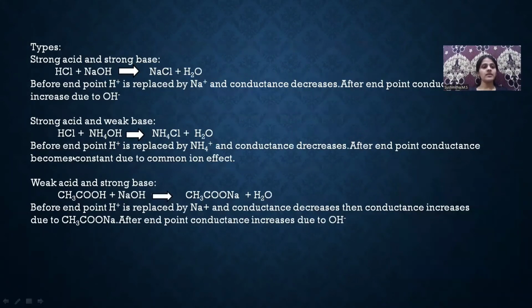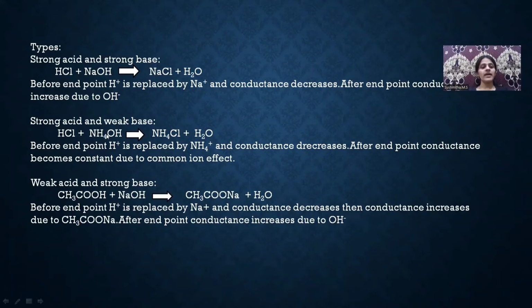Types include strong acid and strong base. When HCl reacts with NaOH, NaCl and water are formed. H+ is replaced by Na+ and conductance decreases. After the endpoint, conductance increases due to OH-.